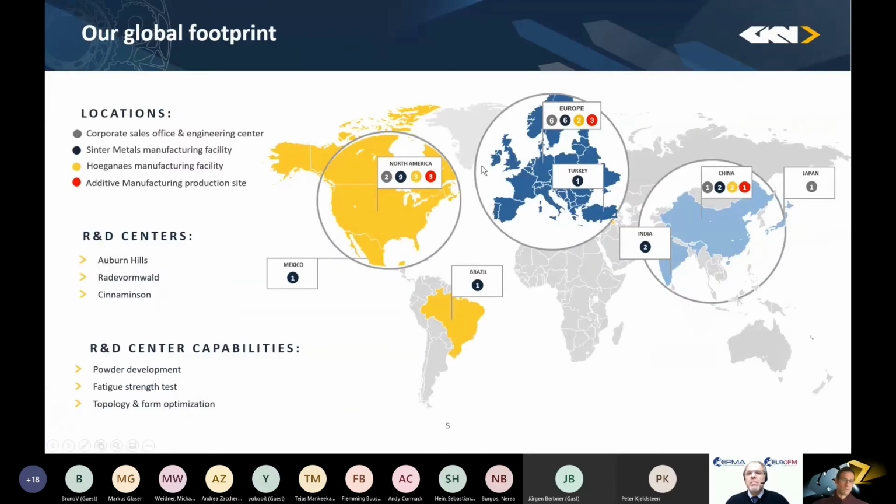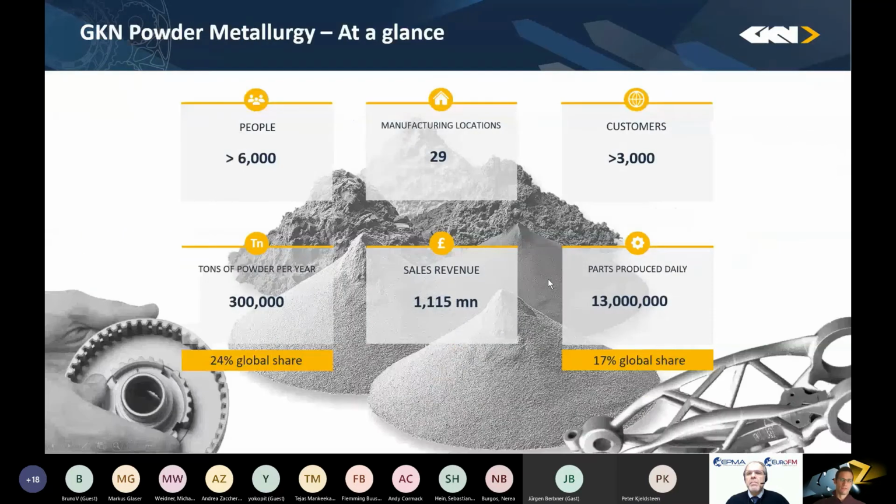We are globally based almost everywhere in the big regions. We are present with our plants. I don't want to go into detail on that, and just give you another small overview about our size. I think we are the biggest one with powder metallurgy products, working in over 30 manufacturing locations at the moment, having more than 6,000 people employed, and they are producing about 13 million parts each day. So quite a big production of parts coming out of our plants.